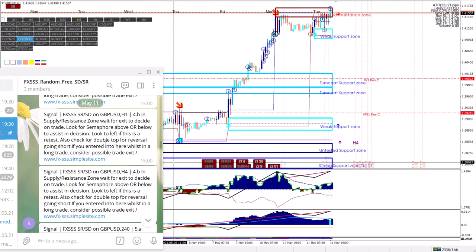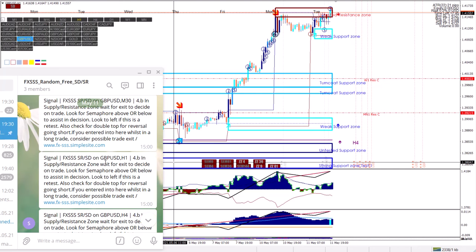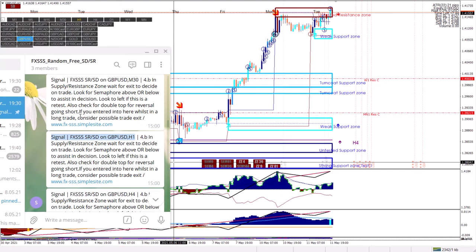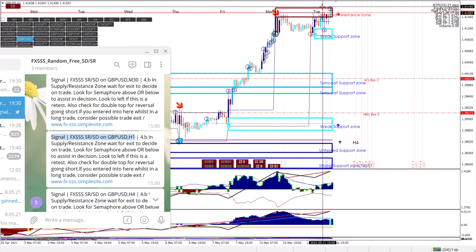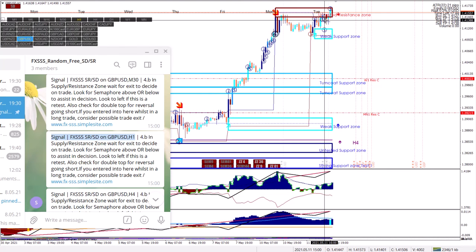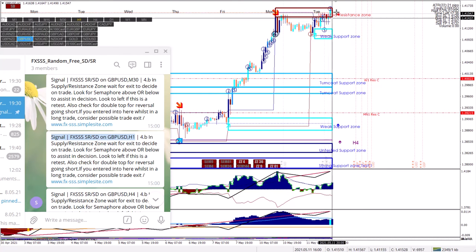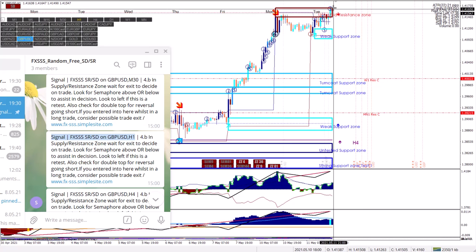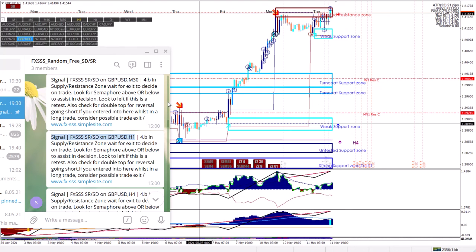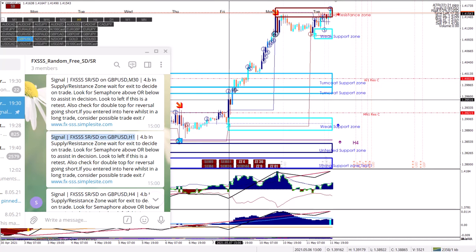Well, there's a 4 hour. Here it is. Just keep it here. Right. This is at 3 o'clock, which is still here, so it's still in the zone. So you're going to either wait for it to break through here or come down. Right? It's easier. Look for a semaphore above or below to assist the decision.